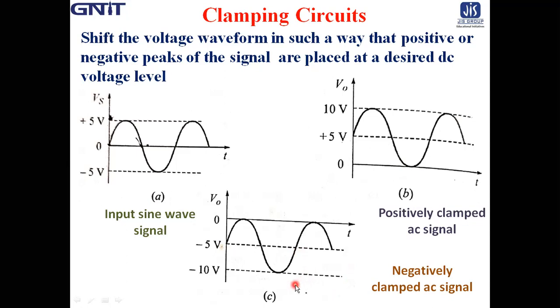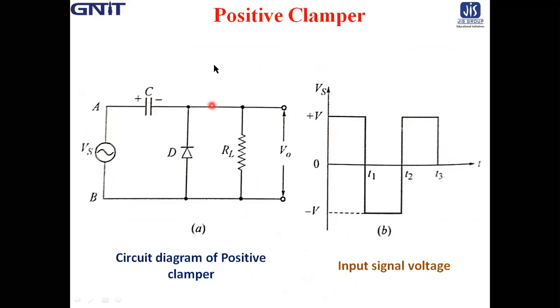So, there are normally two types of clamping circuits: one is the positive clamper and the other is the negative clamper. So let us first discuss the positive clamper circuit.